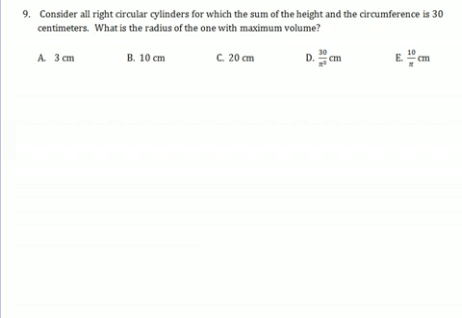Now we're on the last question. Question 9. Consider all right circular cylinders for which the sum of the height and the circumference is 30 centimeters. What's the radius of the one with maximum volume? Okay, so we see the word maximum. F prime equal to 0, changing positive to 0 to negative. So I need to find a derivative, and I want maximum volume, so that means I really need a derivative of volume.